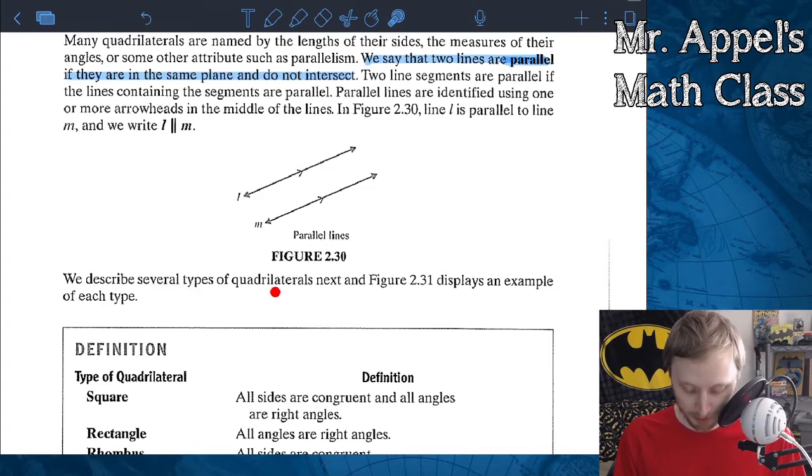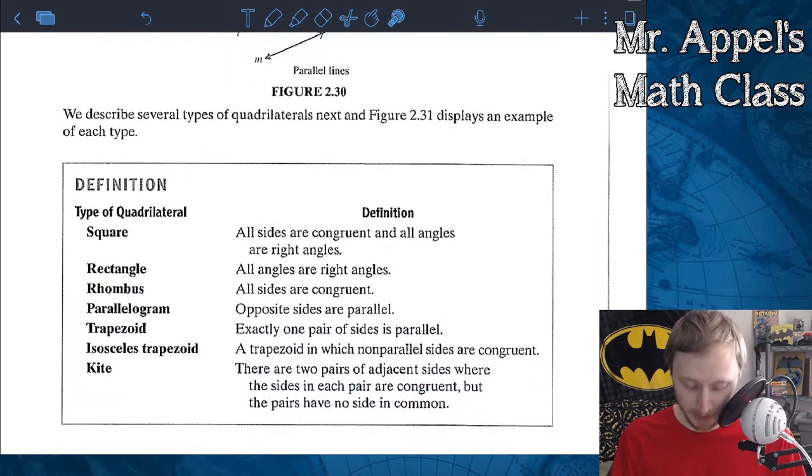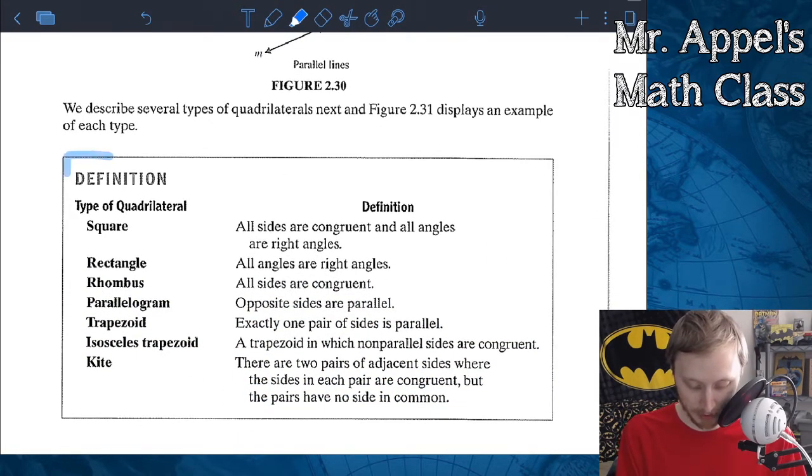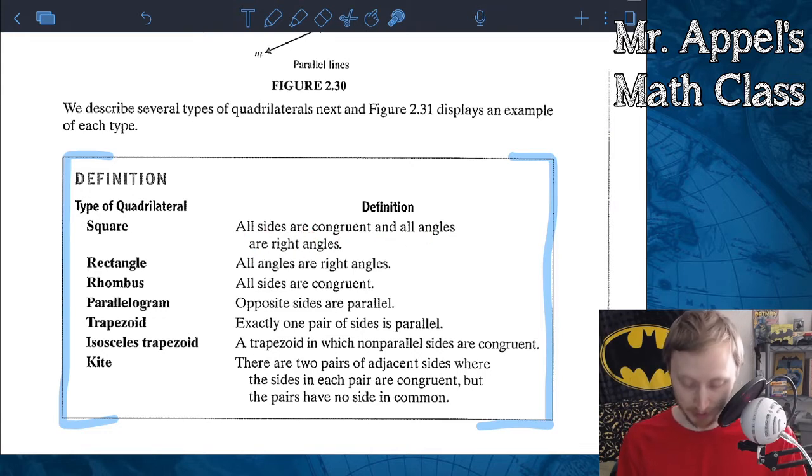We describe several types of quadrilaterals next, and figure 231 displays an example of each type. Again, here you go. Have the giant list in your notes for easy reference. We have the good old square, defined as all sides are congruent and all angles are right angles. These are, of course, definitions of the specific quadrilateral, so this is not from scratch. This is dependent on a quadrilateral: a square is a quadrilateral such that all sides are congruent and all angles are right angles. Okay?